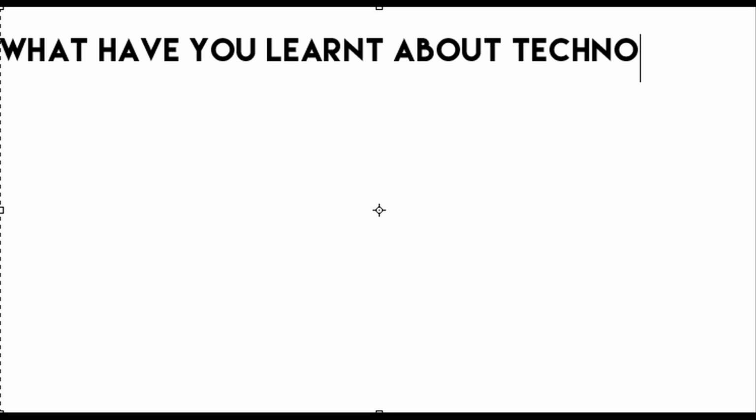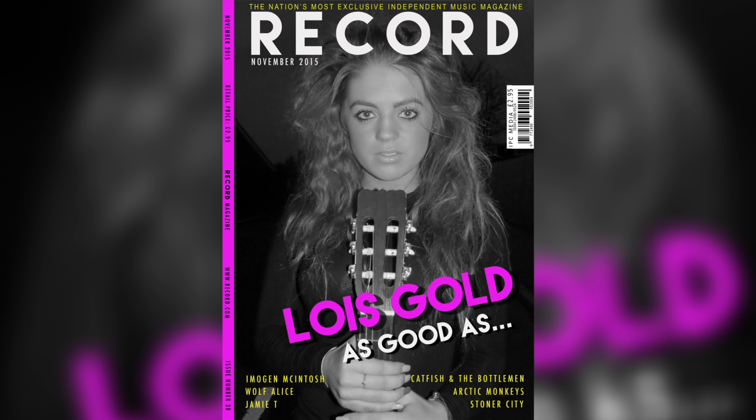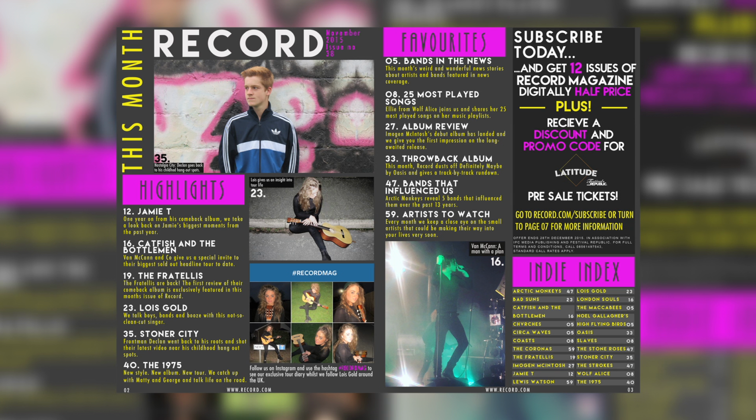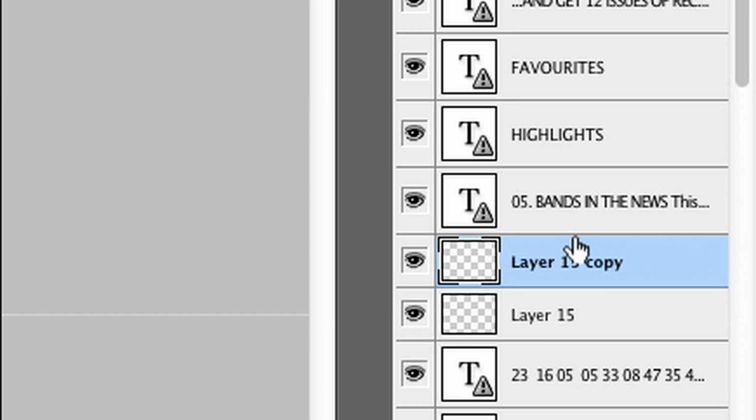Evaluation question number 6. What have you learnt about technologies from the process of constructing this product? Whilst constructing my magazine, I learnt how to use different keyboard commands on the Macs during the process, helping to make movements on Photoshop more convenient, for example, using keyboard commands to duplicate layers and hiding rulers from my work.